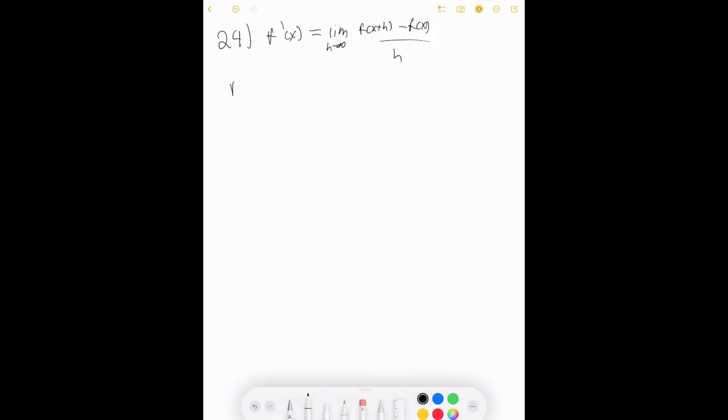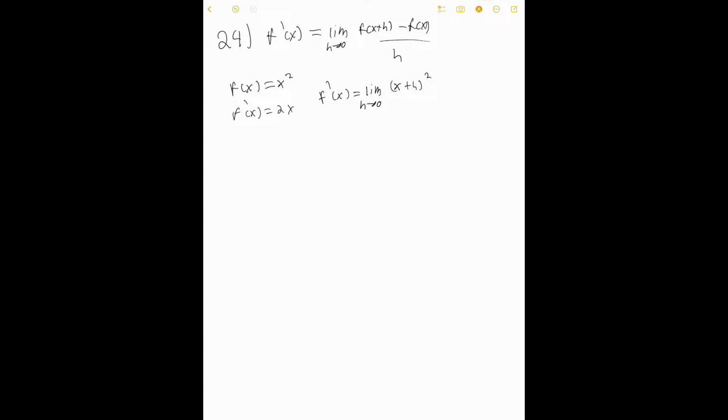So this question is asking us to prove that 2x is the derivative of x squared. You can't just use the power rule here and say, here you go, I proved it. In the last slide, we had the definition of a derivative written down. And so if we plug in x squared into the definition of a derivative, we're going to say that the derivative of x squared is equal to the limit as h approaches 0 of (x plus h) squared minus x squared. So that's f of x plus h minus f of x all over h, right?